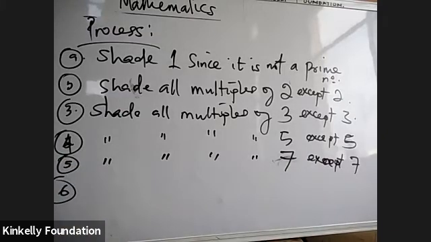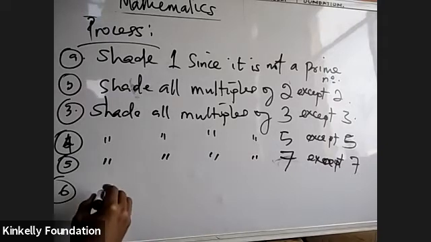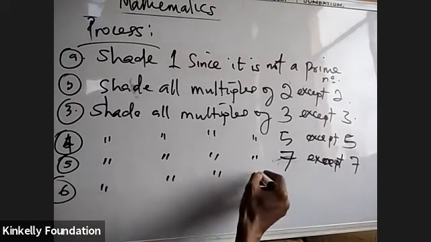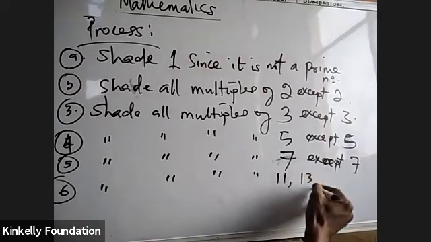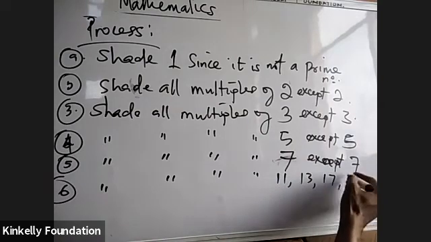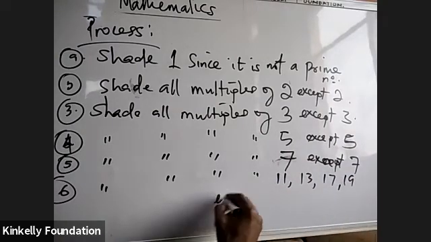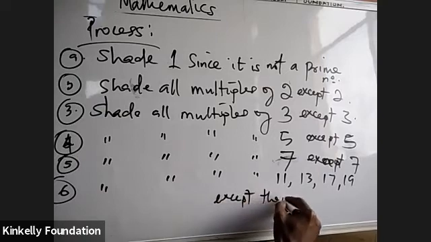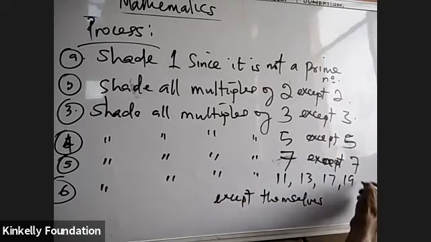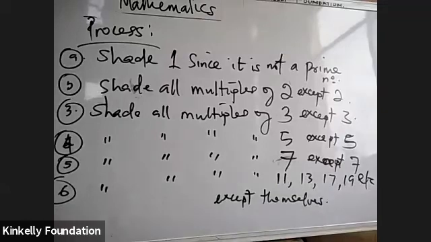The 6th one, you shade all multiples of 11, 13, 17, 19, as the case may be, except themselves. So these are ways you can detect those ones that are prime between 1 and 100. You can extend it to 200.